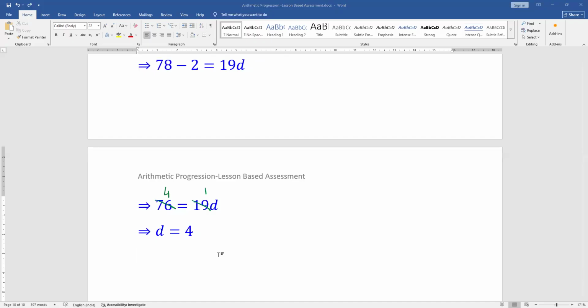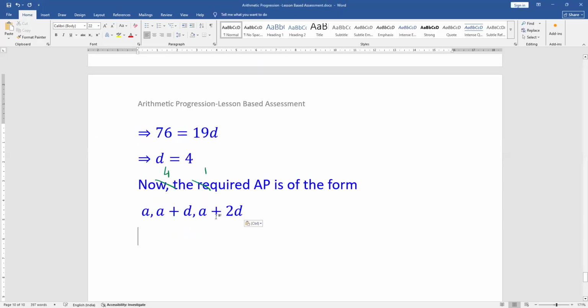Now, the required AP is of the form a, a plus d, a plus 2d. So we know that the required form of AP is a, a plus d, a plus 2d.